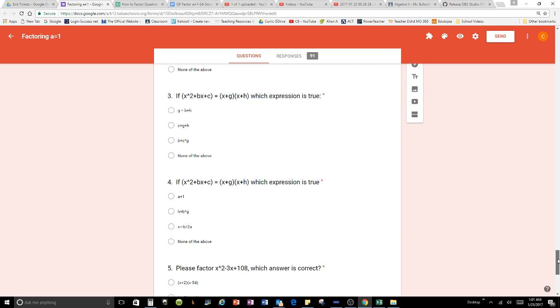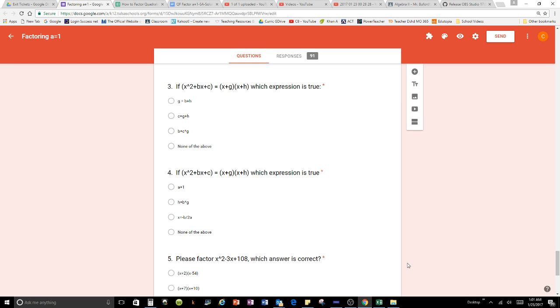If we come down to 4, again, 4 similar to 3. If we know that a is equal to 1, and we're trying to take our quadratic function and break it into two binomials, none of these expressions are true except for this one. A is equal to 1. In order for all of this to be true, a has to be equal to 1. If a is not equal to 1, then this is not true. We have to change this equation around. So the answer here is a equals 1.